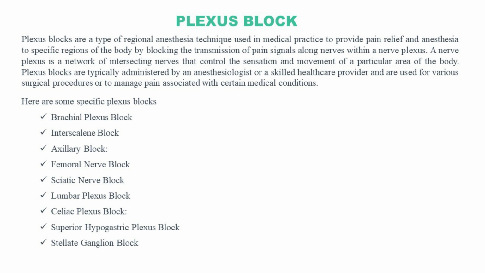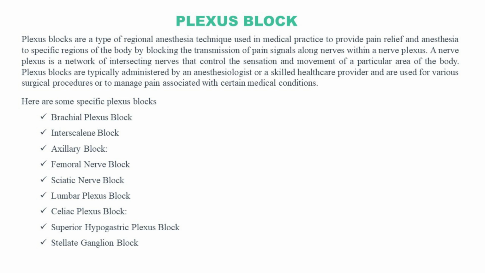Plexus blocks. Plexus blocks are a type of regional anesthesia technique used in medical practice to provide pain relief and anesthesia to specific regions of the body by blocking the transmission of pain signals along nerves within a nerve plexus. A nerve plexus is a network of intersecting nerves that control the sensation and movement of a particular area of the body. Plexus blocks are typically administered by an anesthesiologist or a skilled healthcare provider and are used for various surgical procedures or to manage pain associated with certain medical conditions.